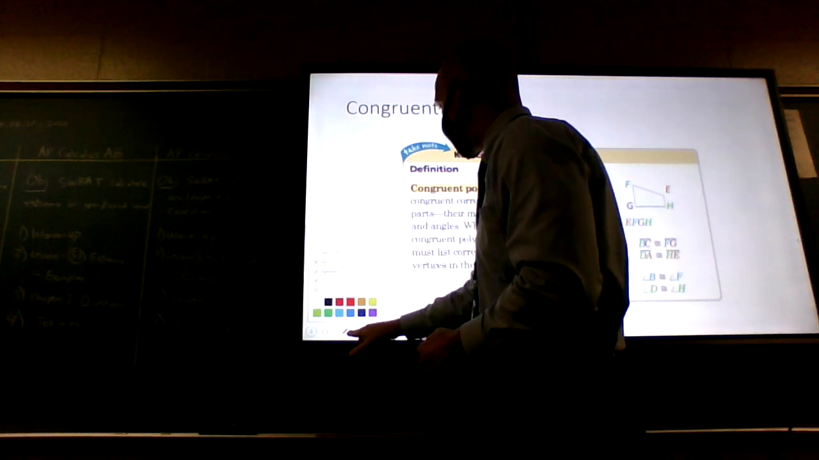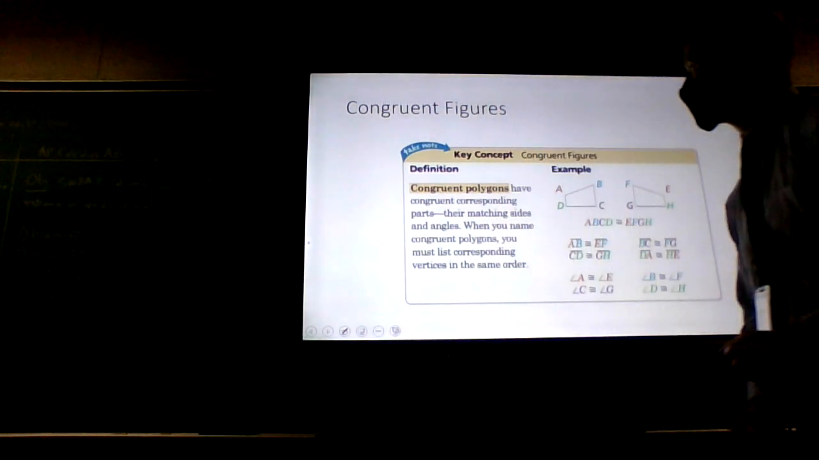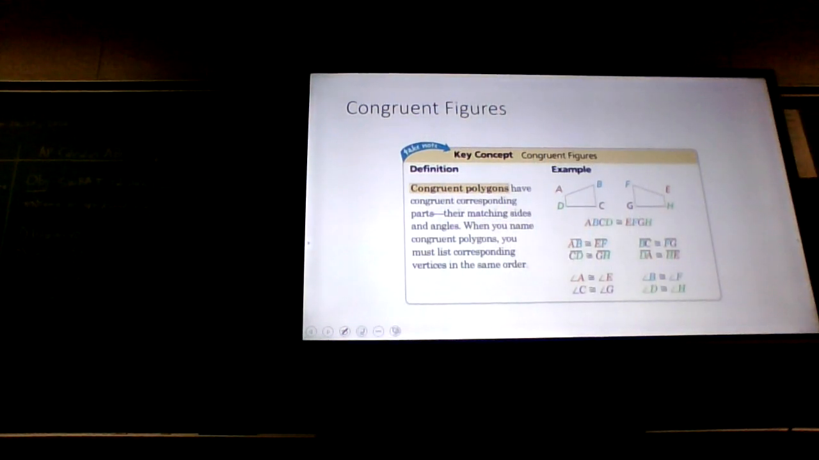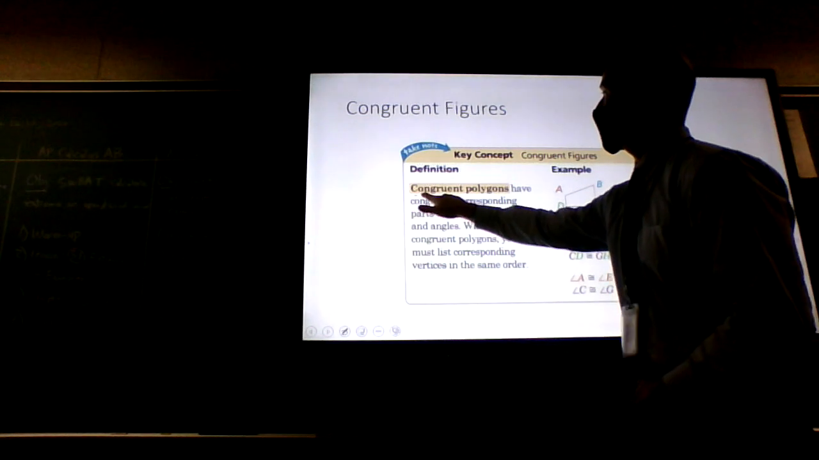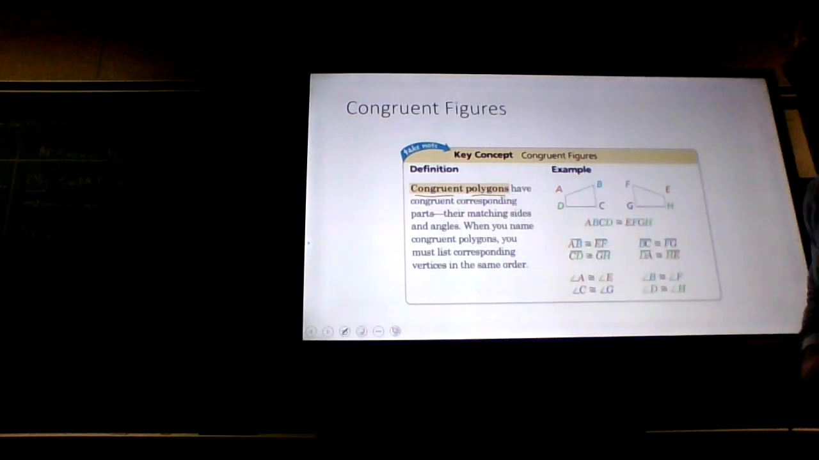All right, so here is our main theorem for this section. And it's the definition. It's not a theorem, I'm sorry. It's the definition of congruent figures. It says congruent polygons have congruent corresponding parts. They're matching sides, they're matching angles. When you name the congruent polygon, you must list the corresponding vertices in the same order.